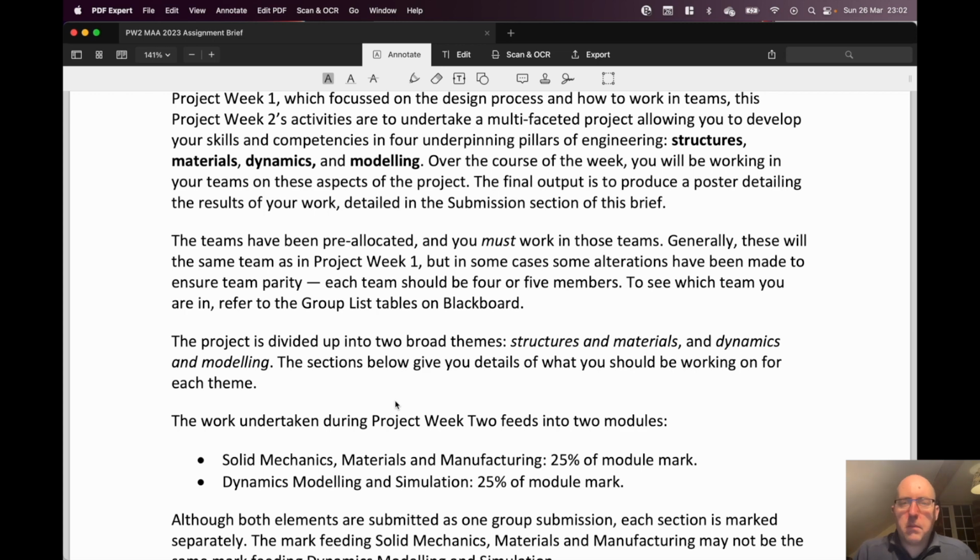In engineering industry, often that's going to be a group activity, a team activity, and you don't get to choose your teams in industry, so that's why we're trying to replicate that here. Generally, they may be the teams that you were working with in Project Week 1 back in November, but we've had to make some small changes here and there to ensure parity across the teams. So you may be working with the same people, you may not, and obviously some of you may not have been involved in Project Week 1 because you didn't do engineering practice 1.